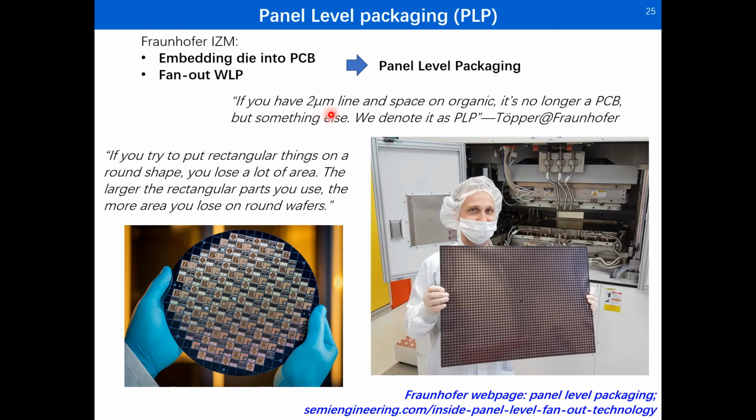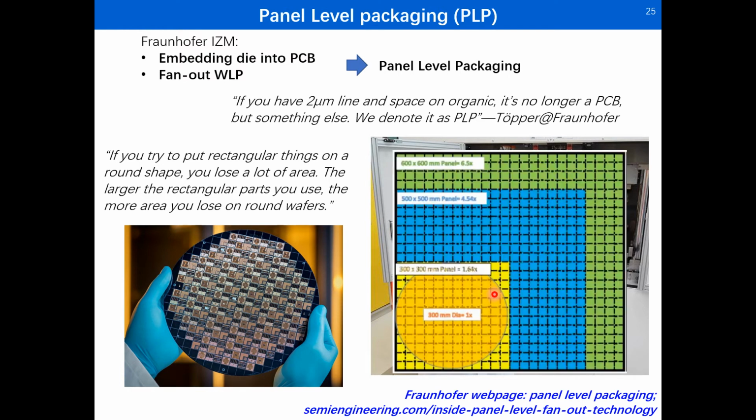If you can have 2 micron line and space on an organic substrate, it is no longer a PCB board, but something else. We denote it as panel-level packaging. We know that when we put rectangular dies on a round-shaped wafer, we lose some area. So why not just use a rectangular board for packaging? By using panel-level packaging, apparently, the package efficiency is much higher than wafer level, because it can be done in a much larger size and no space is wasted.